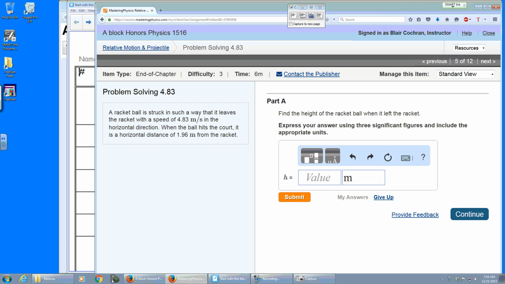All right, so let's start with 4.83. Racquetball is struck in such a way that it leaves the racket with this speed in the horizontal direction. When the ball hits the court, it is a horizontal distance of this from the racket. Find the height of the racquetball when it left the racket. Oh, this is almost identical to one of the example problems.